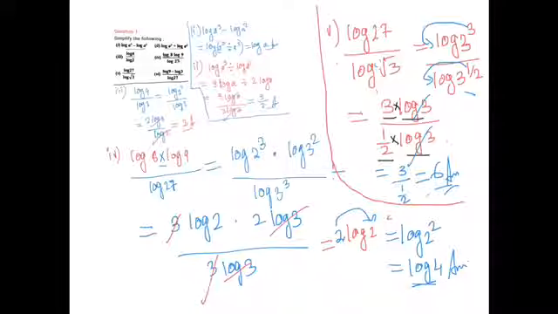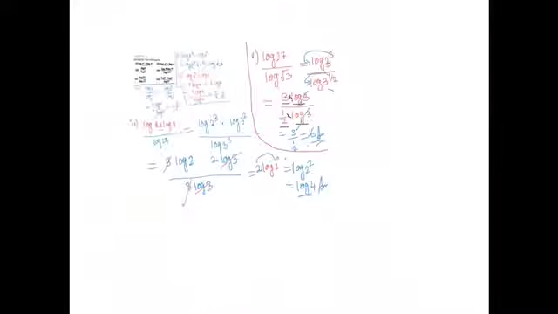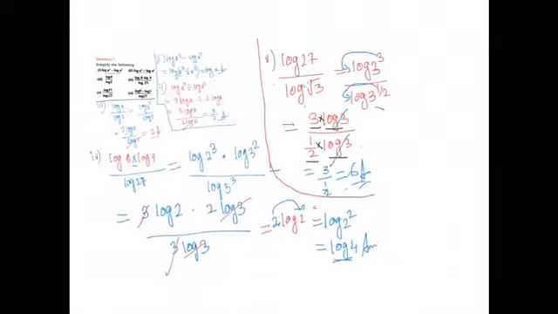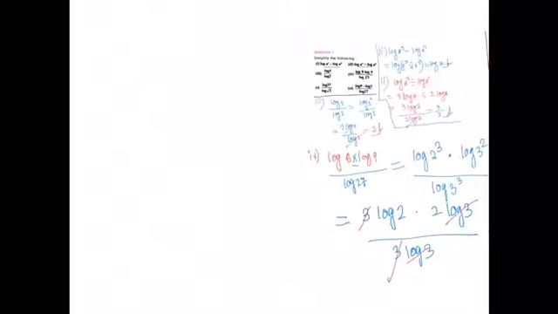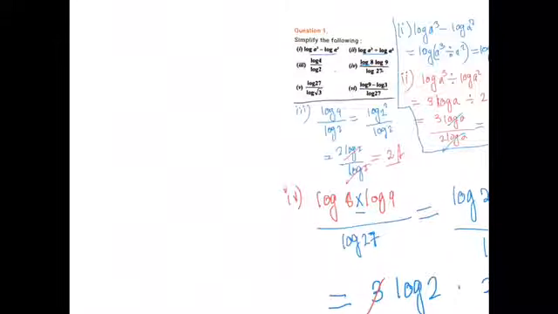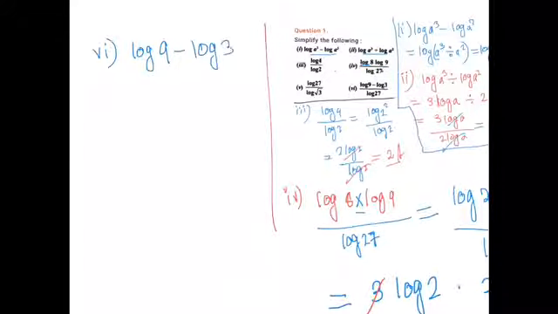Let's see what is happening to our question number 6. Last question of this page. Okay, what do we have here in question number 6? Question number 6 talks of log 9 minus log 3 divided by log 27.